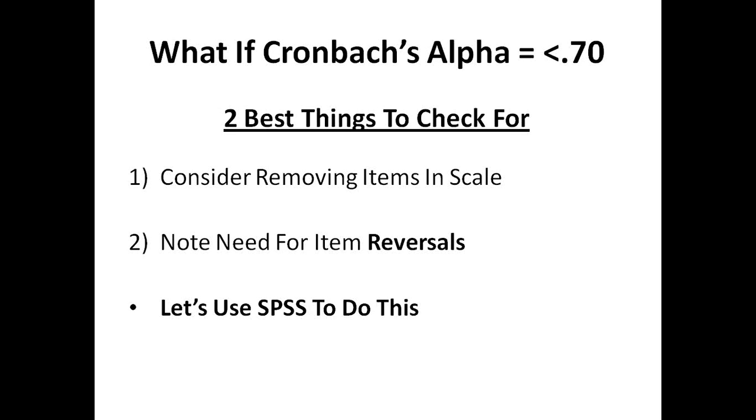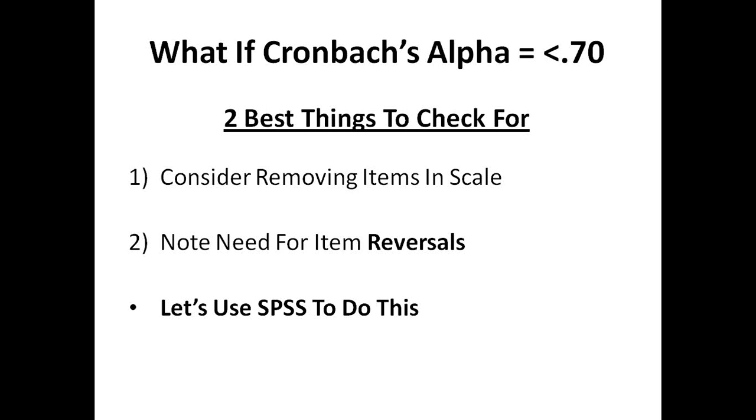Now, what if the Cronbach's alpha rating is below 0.7, which happens every now and then, but you really don't want that. So there's two general things you should look at right away. The first thing is consider removing items from your scale. Right? Some of the items might not be contributing, right? Might not be correlated with the other items. You want to take those out.